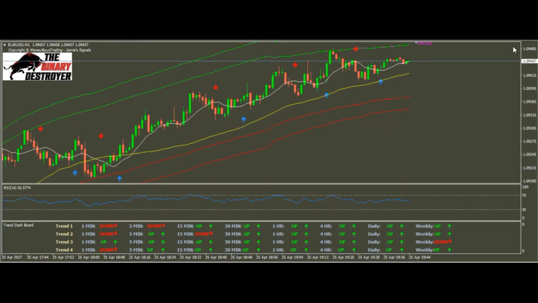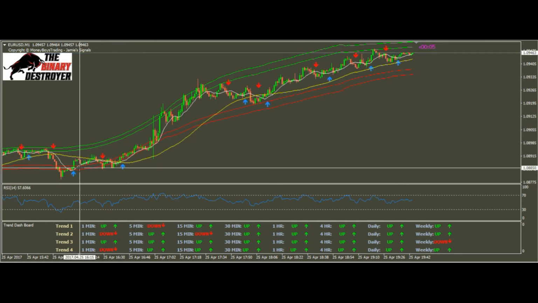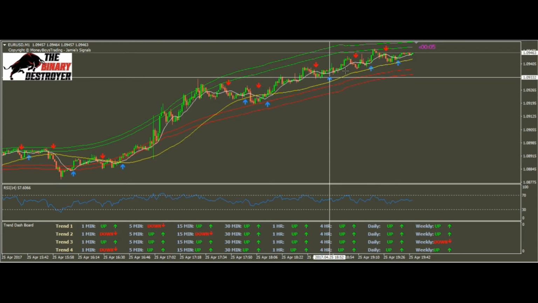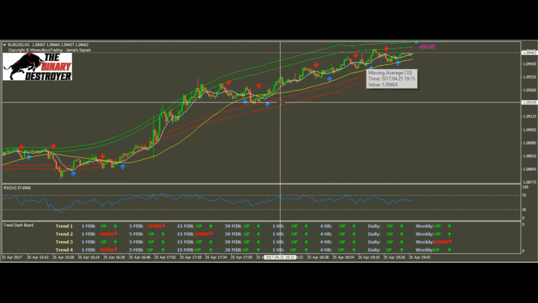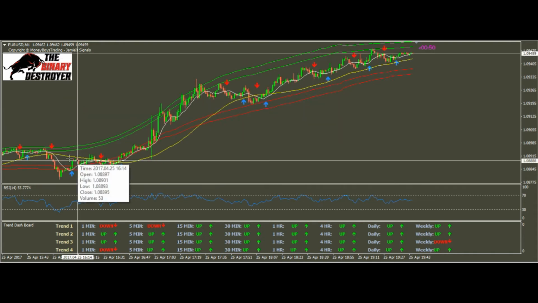So yeah, as you can see on the Euro US dollar, we're in a nice uptrend. You could be taking all these signals with the trend. 1, 2, 3, 4, 5. That might have been a loss. So you're looking at about 5-0, because we're clearly in an uptrend.